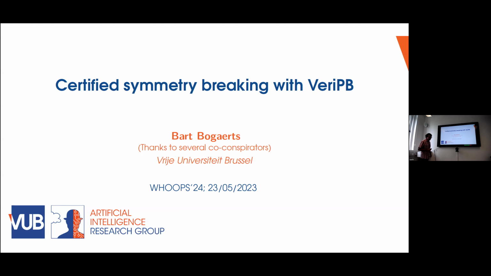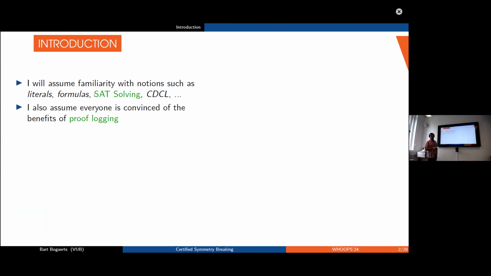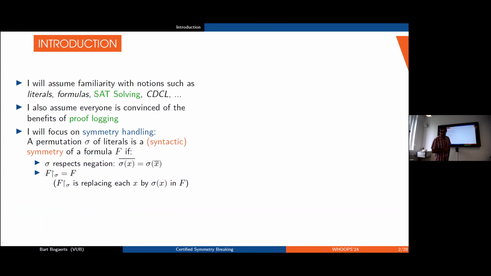So I'll talk a bit about the way symmetries are handled in SAT, specifically about symmetry breaking. And then I'll go into a lot of detail about the redundance and dominance rules and how you can actually use them to do symmetry breaking. Well, I assume everyone is familiar with SAT solving and that everyone knows what proof logging is, and you're here because you're convinced that it's at least somewhat valuable. So I will focus on symmetry handling. And by the way, what I'm telling here is not very specific to SAT. In other domains, very similar things have been done, and the ideas carry over.